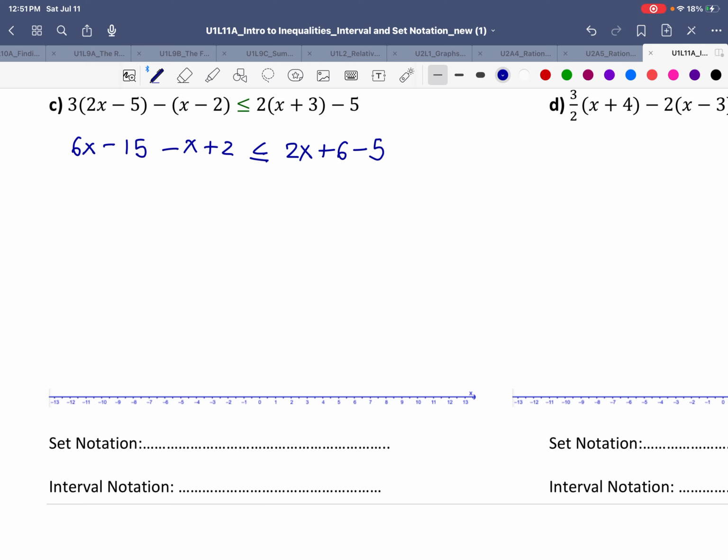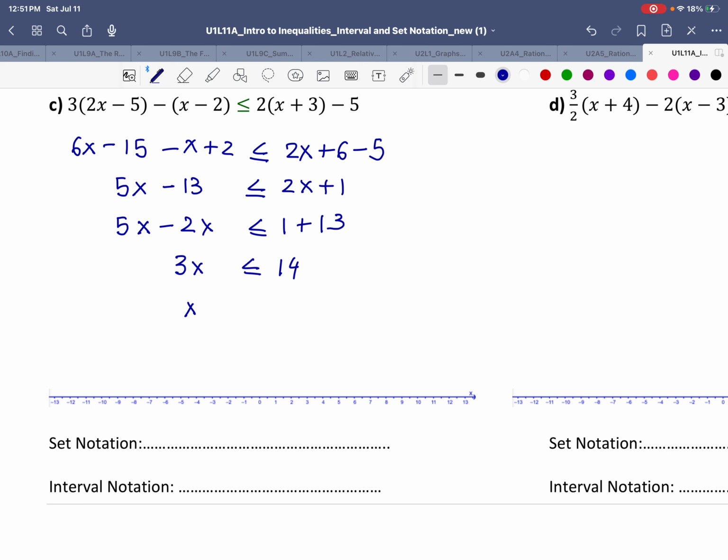Now we'll simplify each side, which means we're going to group together the x terms and the constants. So 6x minus x is 5x. Negative 15 plus 2 is negative 13, less than or equal to 2x plus 1. Now we'll group x variables on one side of the inequality and the constants on the other side. So we have 5x minus 2x equal to 3x, less than or equal to 14.